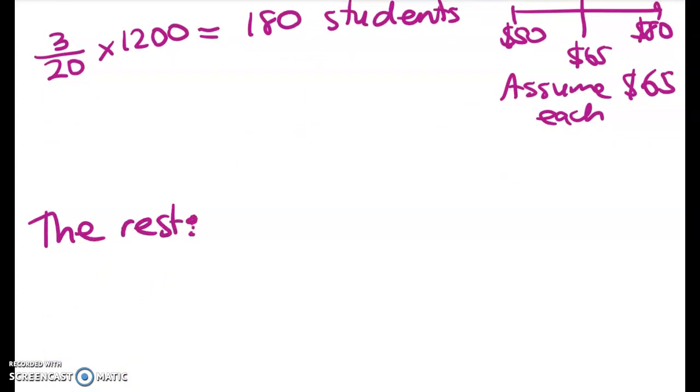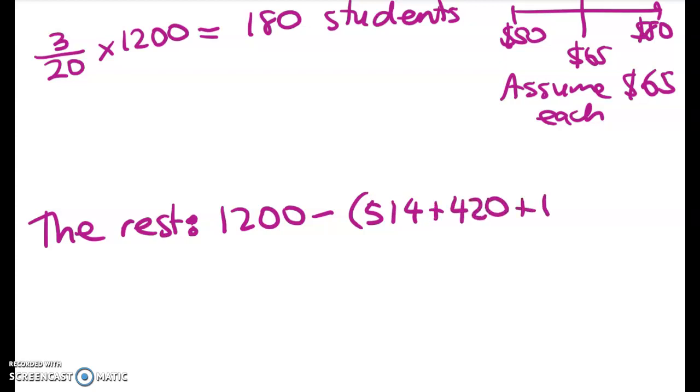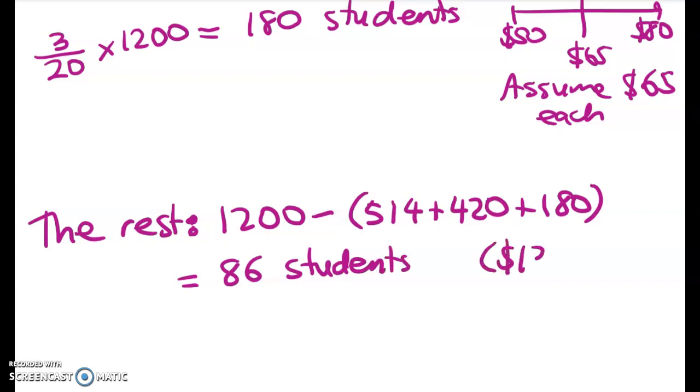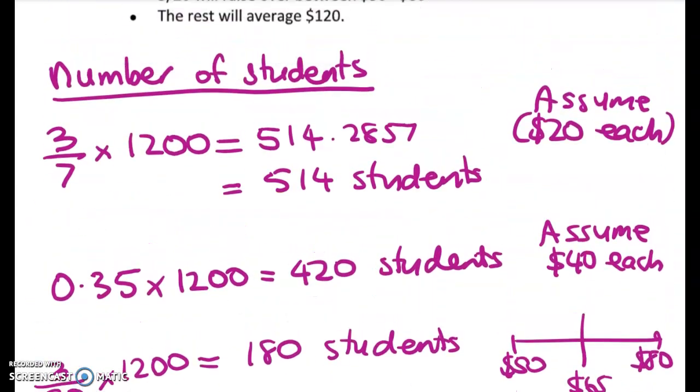So the rest is going to be 1,200 minus the other ones. So 514 plus 420 plus 180. That gives me 86 really high earning students, and they're going to make 120 each. Okay, so let's see how we're going on our structuring.